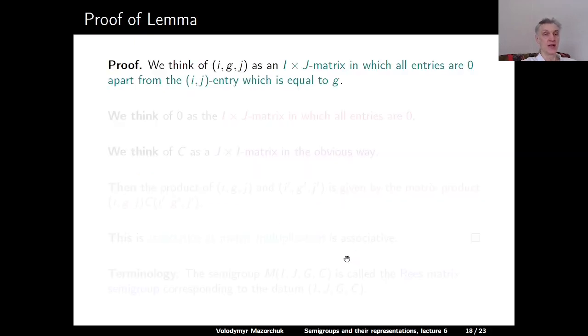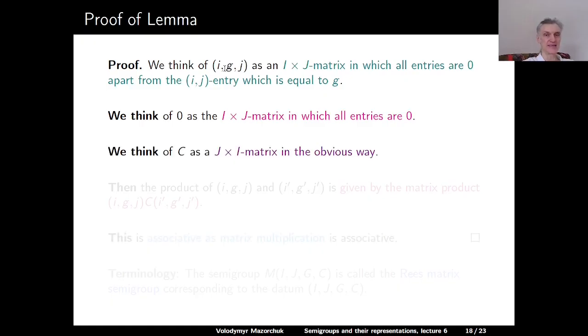Let's prove this. We will think about our element (i, g, j) as an I × J matrix, so the matrix whose rows are indexed by I and columns are indexed by J. Almost all entries in this matrix are 0, except for one, the (i, j) entry, so the entry in row i and column j, and that entry is equal to our g. Of course, we think of the 0 element as the I × J matrix where all entries are 0. And we think of our map C as a J × I matrix in the obvious way. So in row j and column i, we have the value C(j, i).